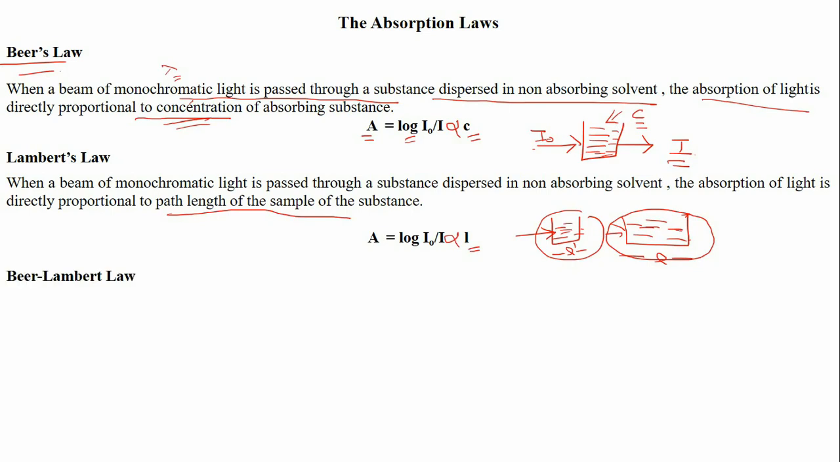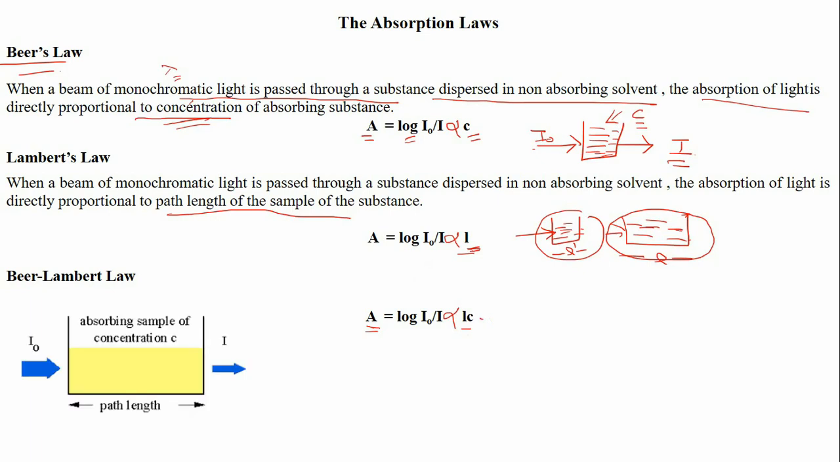The combination of these two laws is called Beer-Lambert's law. Beer's law says that absorbance is directly proportional to concentration. Lambert's law states that absorbance is directly proportional to the path length of the sample. So Beer-Lambert's law states that the absorbance is directly proportional to the product of the path length of the sample as well as the concentration.